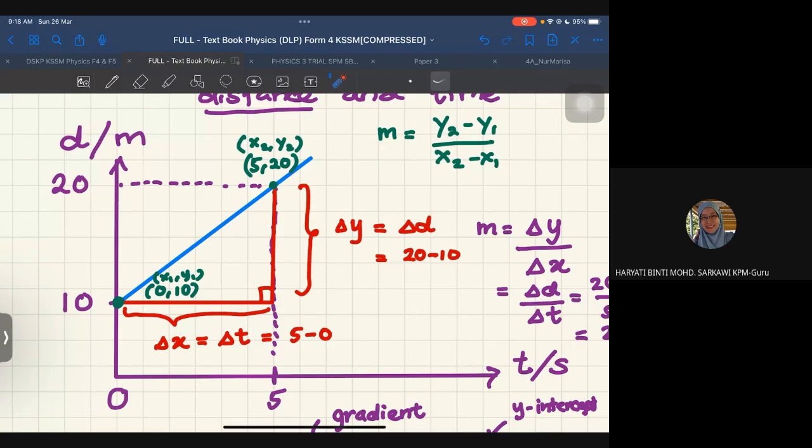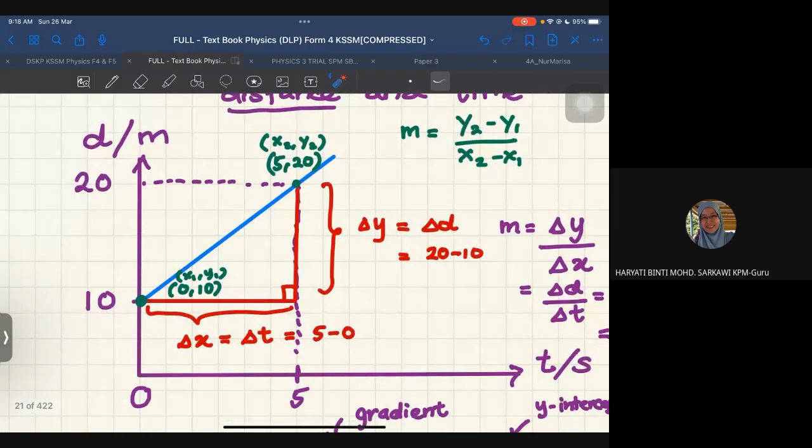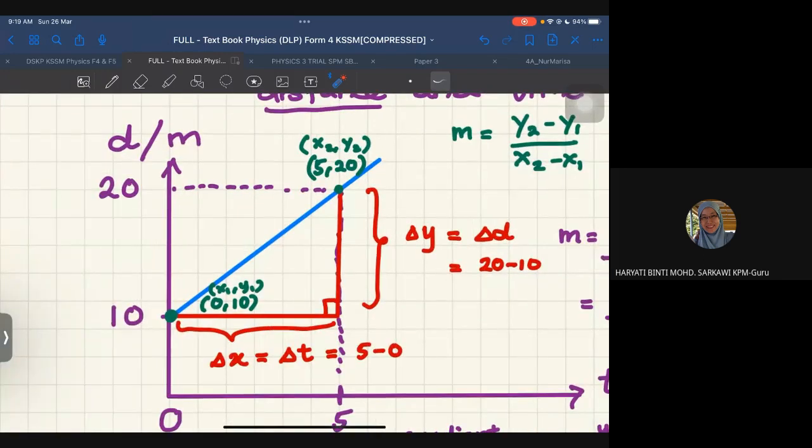If you use other points, as long as the points are on this line, you will get the same gradient. What I mean is, let's say you use this point and this point. Your triangle will be a small triangle, but you will still get the same value, a gradient of 2. So as long as you use any point on this graph, you get the same gradient. That's why we say if the graph is a straight line, the gradient is constant. But in the exam, you cannot use points that are too near.